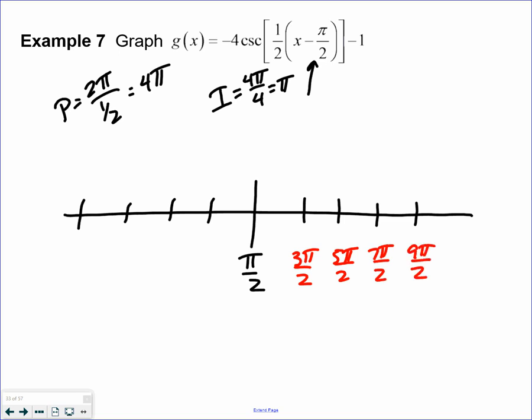So again, I'm adding 1 pi to the right. I'm going to subtract 1 pi to the left.